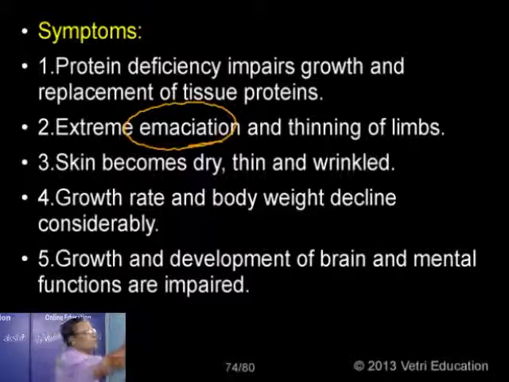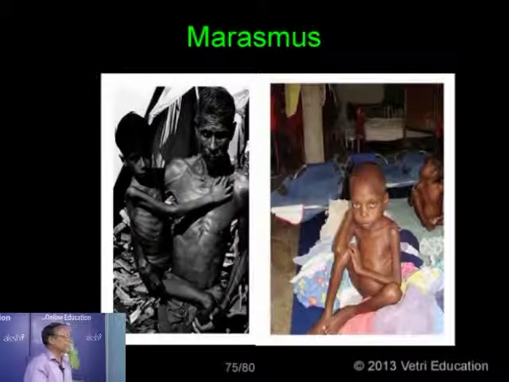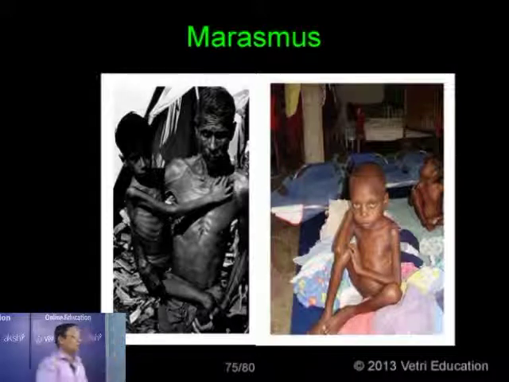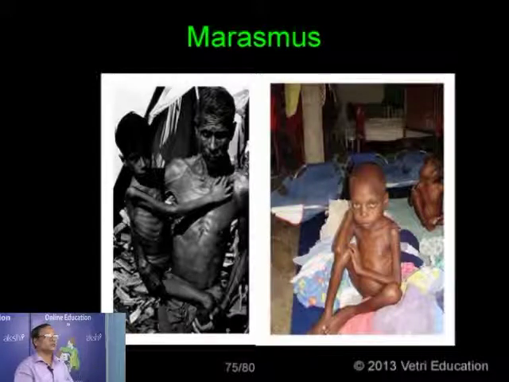We can see in the picture the nature of the symptoms of a child taken from Central Africa. See the child, the body is actually very thin. Emaciation, thinning of the limbs. The muscles are absent below the skin. That's why you could see the bones easily. That's the nature of the marasmus disease.